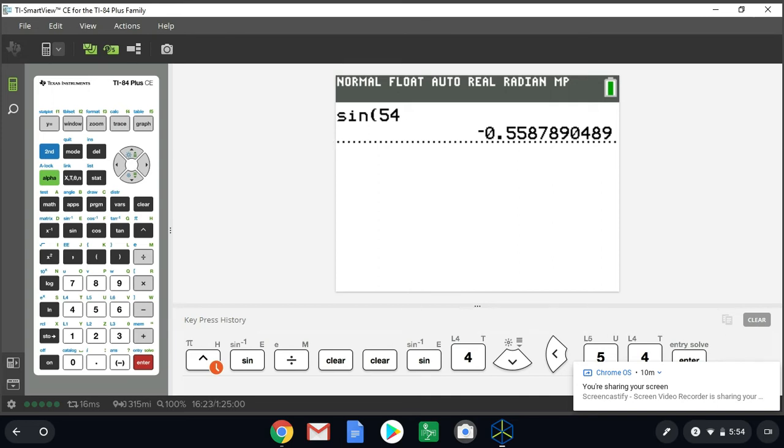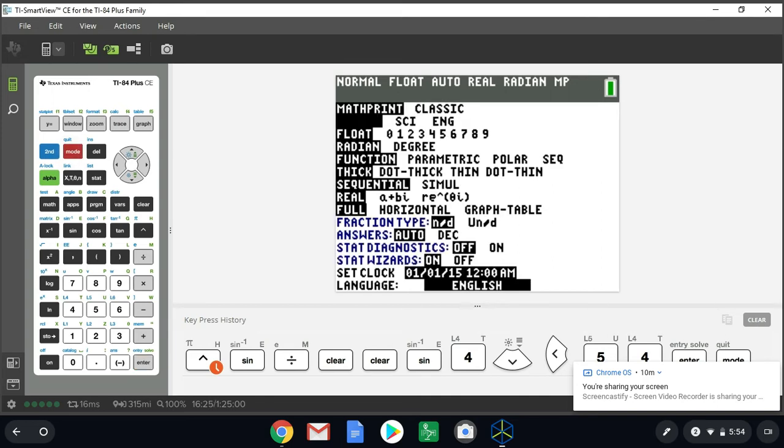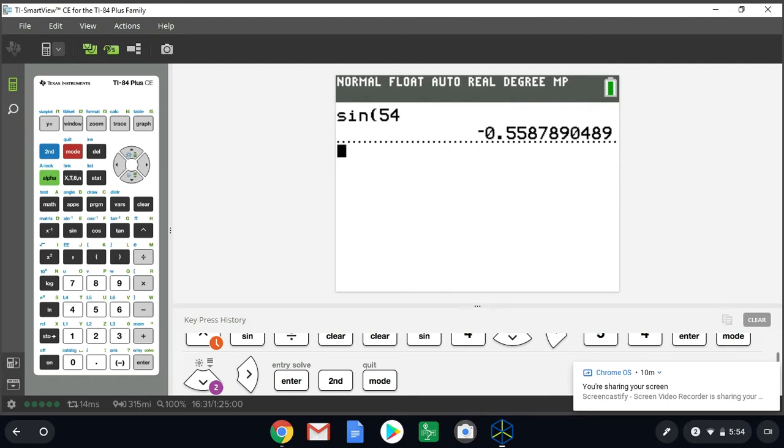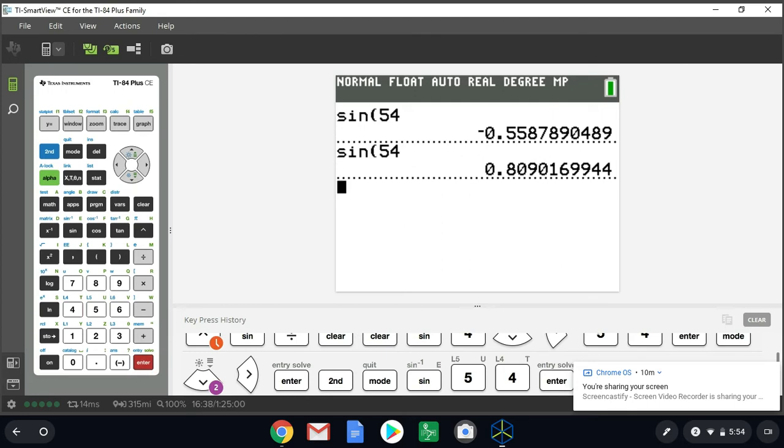my calculator's in the wrong mode. Silly me. I need to make sure my mode is in degree. I was going to talk about that later, but I need to bring it up now. So now notice if I do sine of 54 again, I get that number. All right, we do need to be in degrees. We'll talk about what radians means in a moment, a couple lessons actually. But make sure your mode is in degree mode.